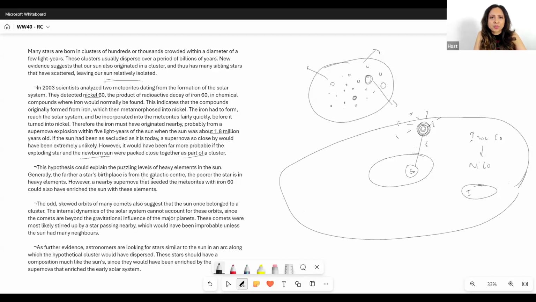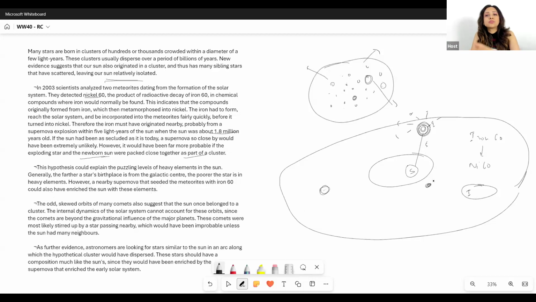I mean, we didn't expect the heavy elements to be there in the sun because we are so far away from the galactic center. Let's say, if the center is over here, then our sun is over here. We're very far away. But still, it is surprising that we have these heavy elements. However, a nearby supernova that seeded the meteorites with iron 60 could also have enriched the sun with these elements. So it's saying that this could explain why our sun has so many of the heavier elements, which we did not expect because it's really far from the center.